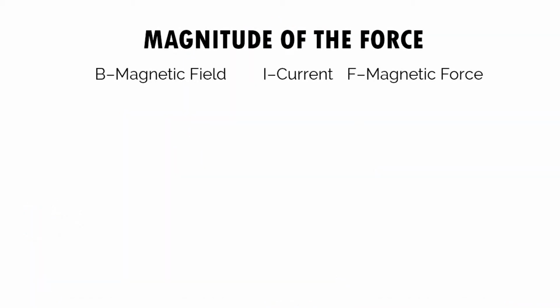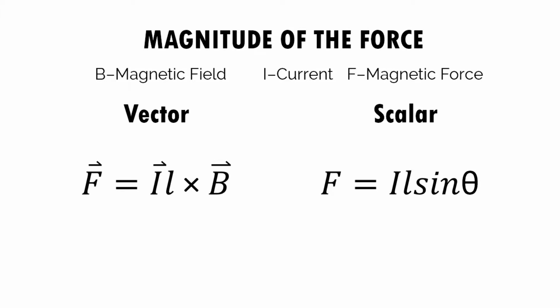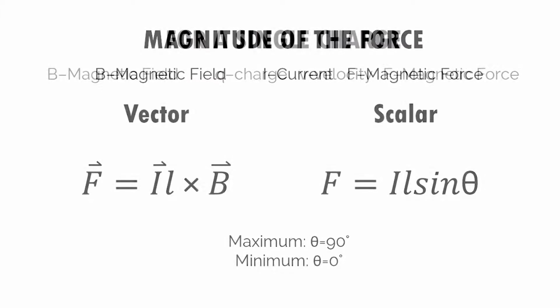In determining the magnitude of the force, we have two formulas. For vector, the magnetic force is equal to the current times the length times cross product of magnetic field. And for scalar, we have the magnetic force is equal to current times the length times the magnetic field sine theta, in which the theta is the angle between the current and the magnetic field. The maximum is theta equals 90 degrees and the minimum is theta equals 0.